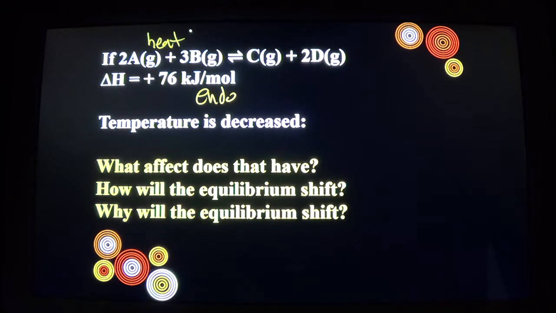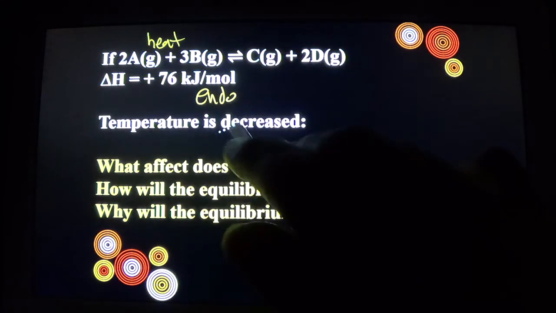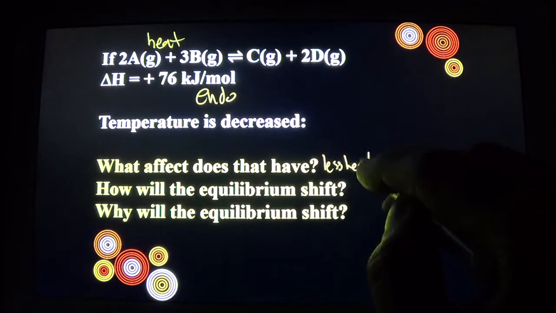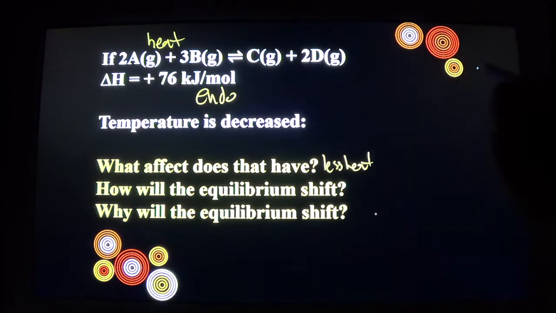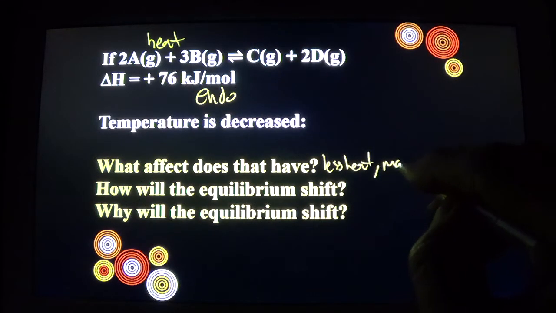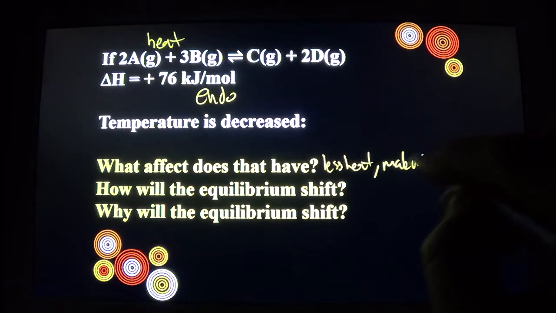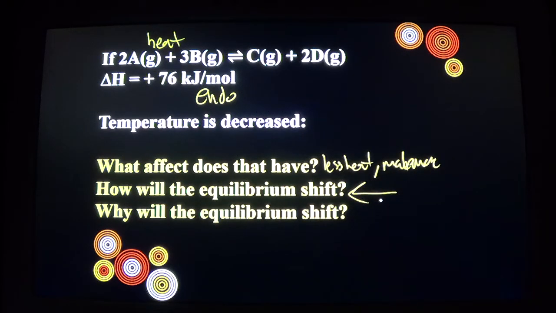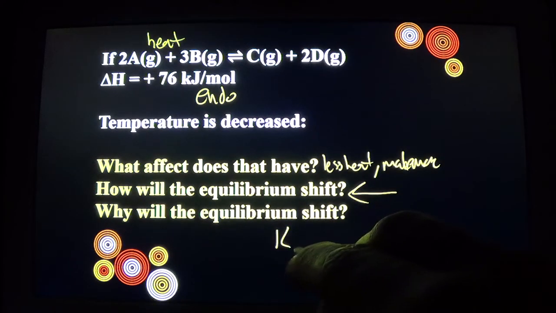Okay, now let's actually answer the question. Temperature is decreased. I have less heat. How do I make more? Well, since heat's on the left side, I'm going to make more. Heat's on the left side, it's going to shift to the left. What's that mean between my K's?